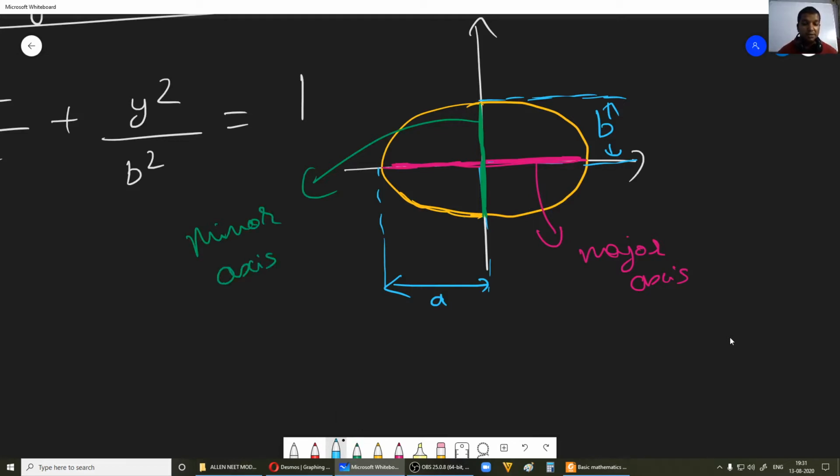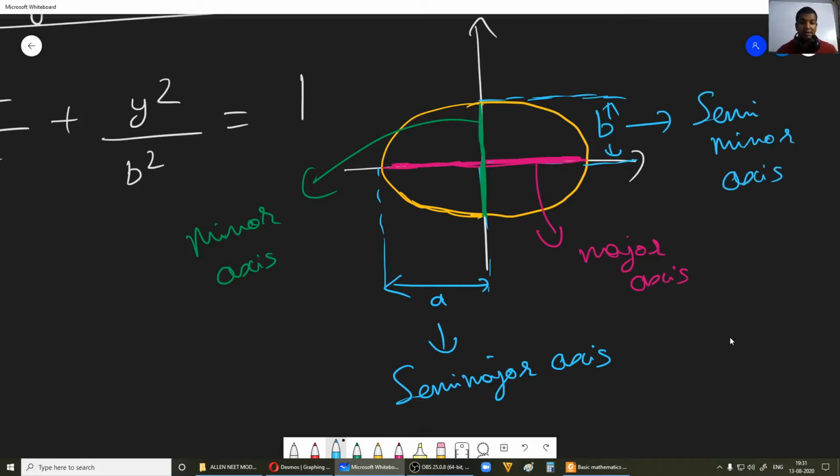Okay, minor axis. So A we'll call the semi-major axis, since it looks like half of the pink line, right? Please take down in your notes. If you already know this, then no problem. And B we'll call the semi-minor axis.